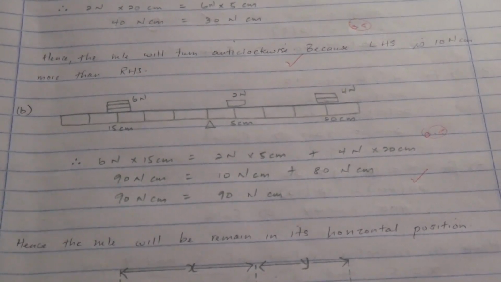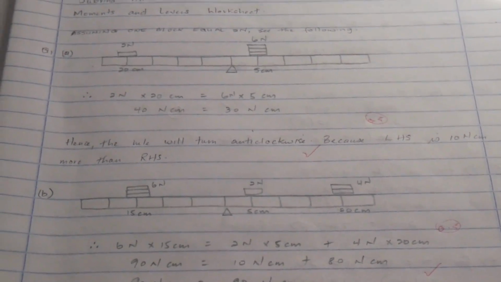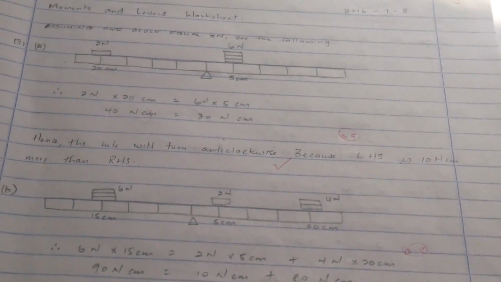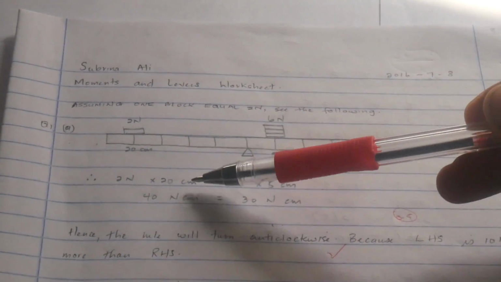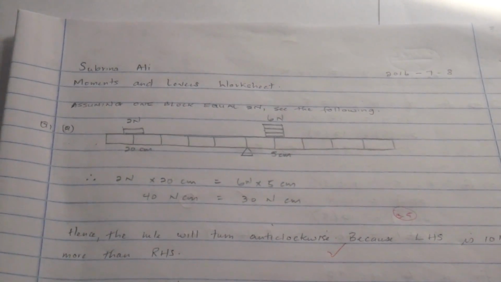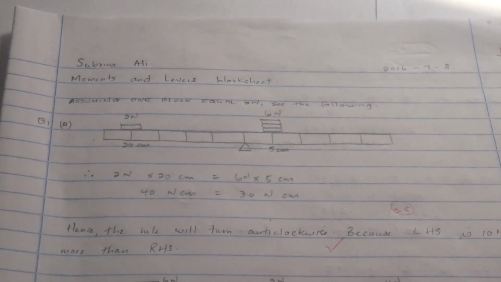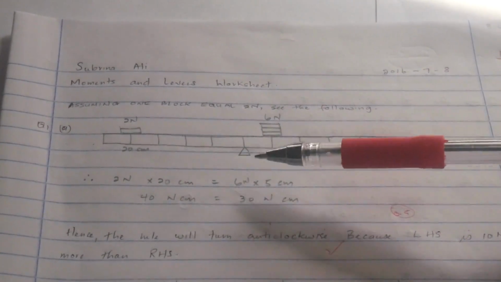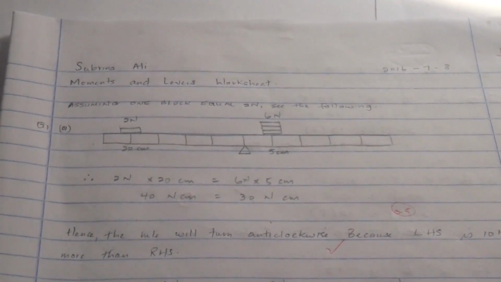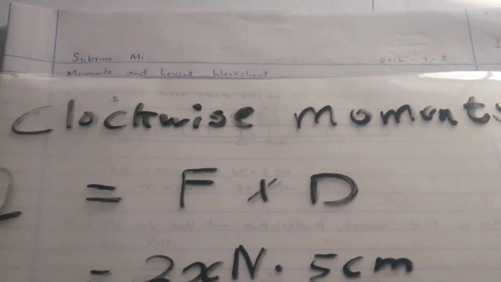Alright, so I'm using Miss Ali's paper. The only problem with this answer is at the beginning of the question, it is stated that clockwise moments is equal to anti-clockwise moments here. And that's only the case when the system is in equilibrium. Now, because it is not in equilibrium, at the end you end up saying 40 is equal to 30, which is not correct. Right? So, what we should do is just state the clockwise moments.